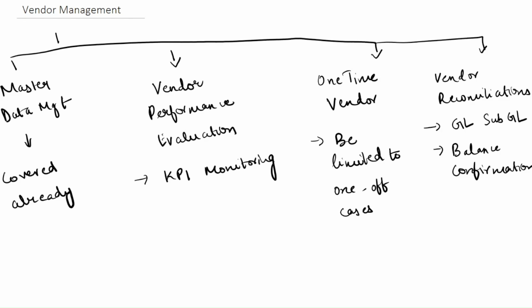And there are also vendor reconciliations. Now, as it's P2P, you will be doing accounting of purchases, accounting of liabilities, of amount payable to vendor. So when it comes to vendor reconciliations, there are periodic GL and sub GL reconciliations done in SAP, and also balance confirmations are taken from vendors on a defined frequency to ensure that whatever we are reporting in the books of accounts corresponds to what the vendor also sees in their books of accounts, and there are no disputes therein.